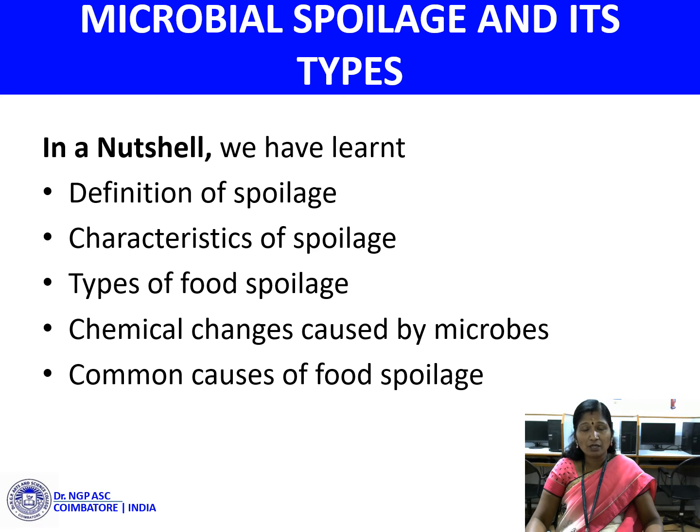And in a nutshell, we have learned what is meant by spoilage, what the actual definition of spoilage is, what the characteristics of spoilage are, what the different types of food spoilage are, what the chemical changes caused by the microbes are, and what the five common causes of food spoilage are.